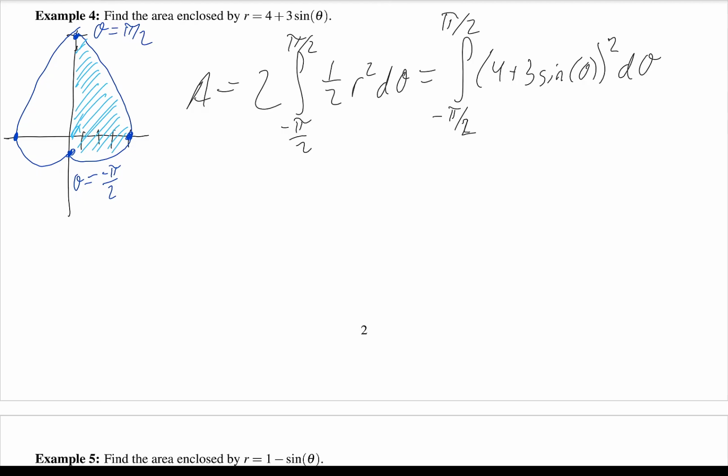Okay. Once you're done with doing all of that, your answer should give you 41 pi over 2. Right? So notice if I just asked for half of the area of this cardioid, then we would have removed this 2. But since we want the area of the entire cardioid, we put the 2 in there.